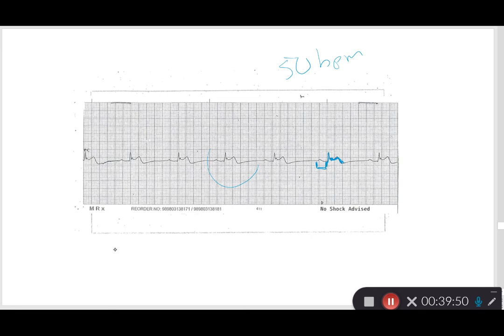With this one, I do need to put an underlying rhythm. We saw that junctional example earlier that was a first degree. So this is why we need to put the underlying rhythm. So this is a sinus brady at 50 beats per minute. Make sure you note that ST elevation, that's very important. And first degree heart block.